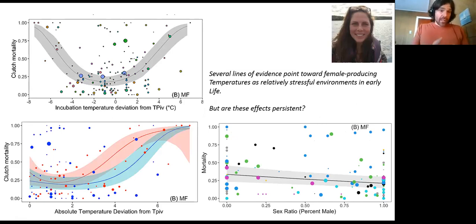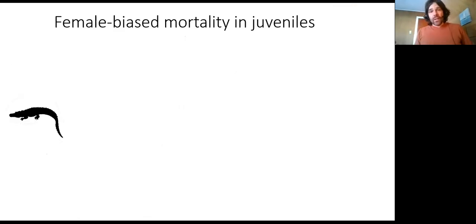But all we've done here is just show the early life environment. Remember, turtles and crocodilians live for decades and decades, and some of them live for over 100 years. So we might want some evidence of some long-term effects. Of course, you can't really study this very easily by marking turtles and following them for 100 years. Not only that, but turtles have extremely low survival in early life, so it's kind of hard to get at this question in the first place. So we have to get at it indirectly.